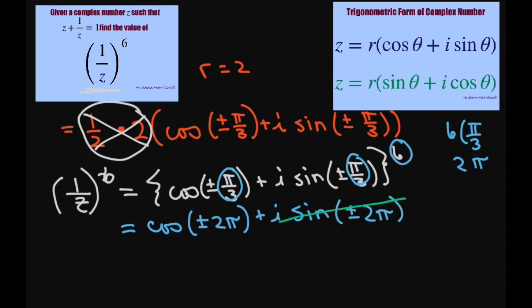This part here just equals 0. And cosine of 2 pi is 1, and also the cosine of negative 2 pi is 1. So this whole value is going to equal 1, which equals 1 divided by z to the power of 6.